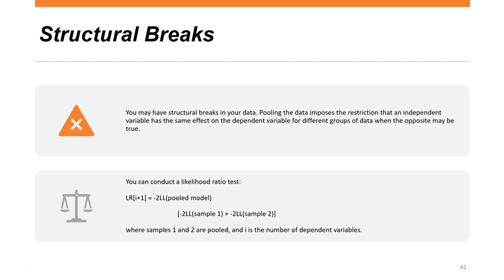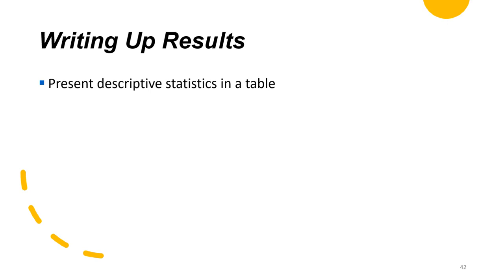So you may have structural breaks in your data. Pooling data imposes the restriction that an independent variable has the same effect on the dependent variable for different groups of data, when the opposite may be true. So you can conduct a likelihood ratio test using the formula that is shown here.